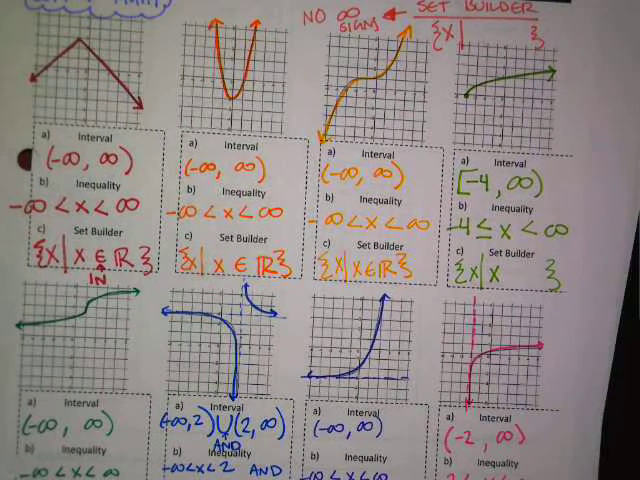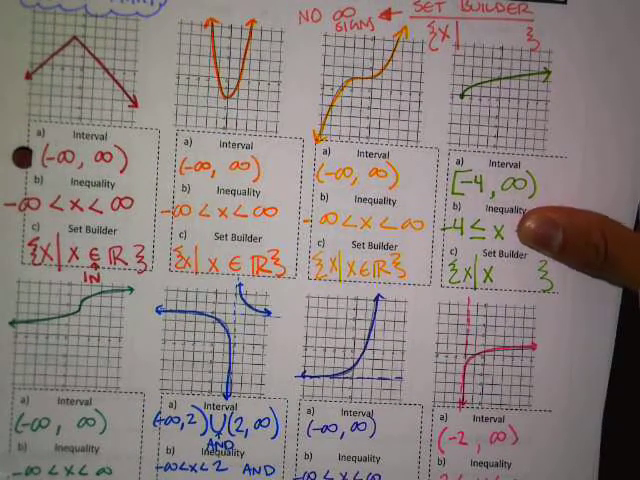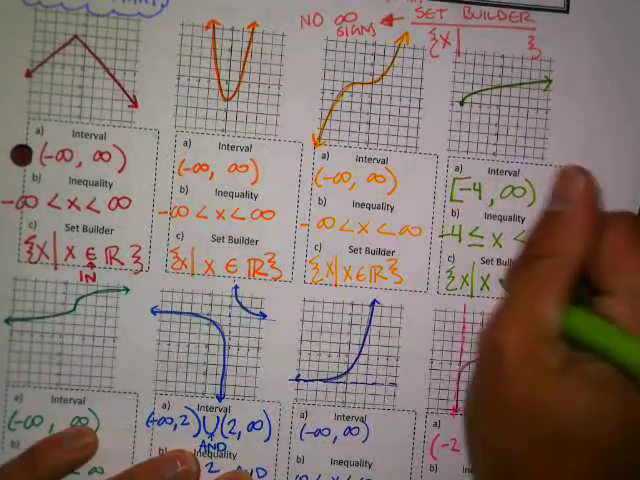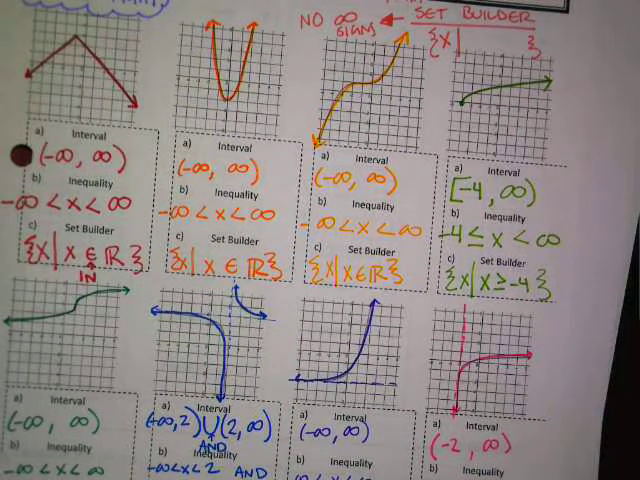All right, so on this one, remember, I don't want infinity signs. So look at the inequality. Ignore the infinity, and this is what you're going to put into set builder. You normally see it with the X first. So X is greater than or equal to -4. Make sure your alligator is eating the X when you flip stuff around, and you'll be fine.